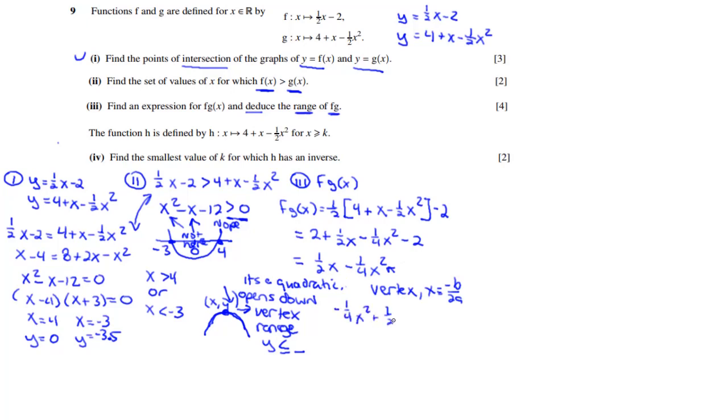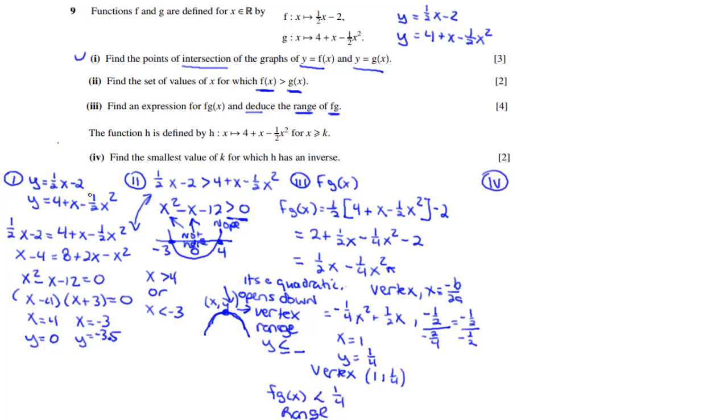So negative b over 2a, that's going to be negative 1/2 over negative 2/4, and then that's going to be negative 1/2 over negative 1/2. That's going to be a 1. So x is going to equal 1, and then when I plug that back in there, I'm going to find out that y is going to equal 1/4. So the vertex is 1, 1/4, and that means that the range of this composite function is got to be less than or equal to 0.25.